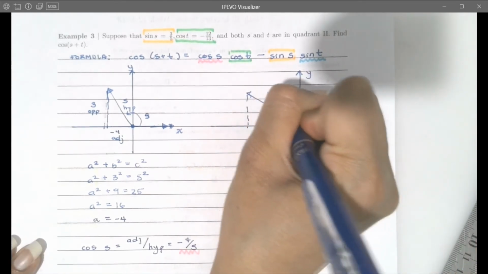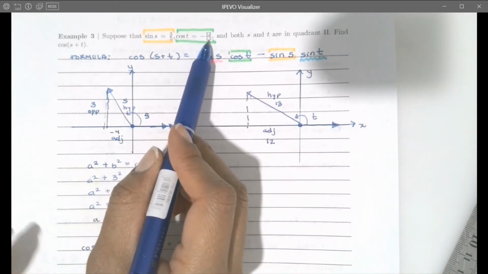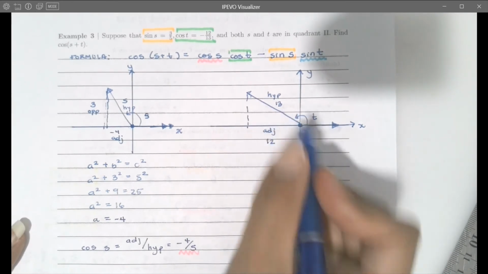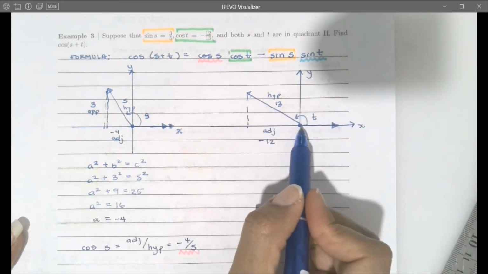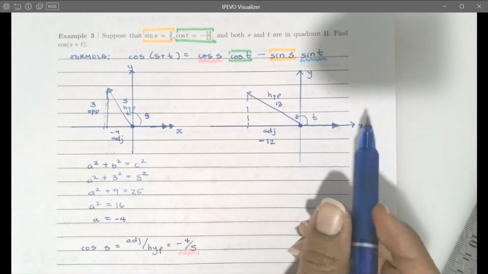And notice one of the two has to be negative because we are given negative 12 over 13. The hypotenuse can't be negative, so the adjacent side must be the negative one. And that agrees with the fact that the adjacent side, again, is on the negative x-axis.